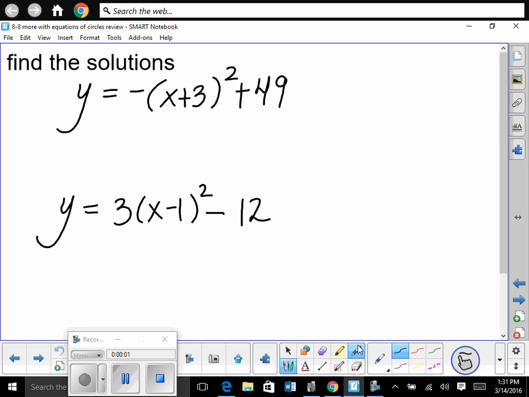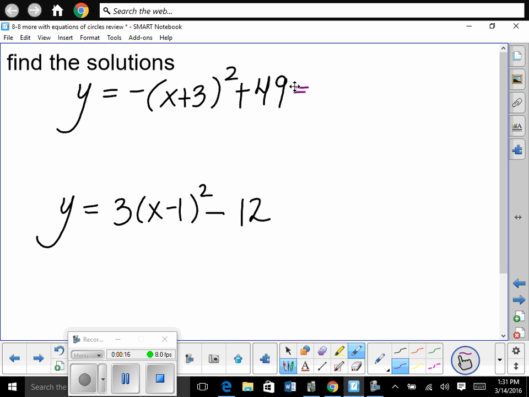Solutions. Aren't we just solving it? Right? We're finding the x-intercept, right? Now, do not multiply this out and then go through and solve it by the quadratic formula. That takes way more time than needed. We like quadratics in vertex form. They're the easiest ones to solve.